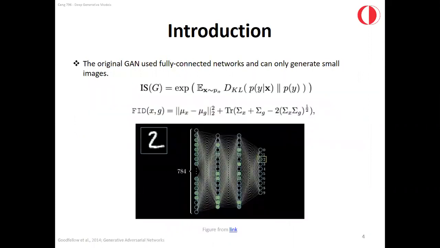The first original GAN paper used fully connected networks, but it could only generate small images. When evaluating GANs, we use the IS and FID scores. IS evaluates the diversity of the samples that are generated, and FID is actually sensitive to mode collapse.